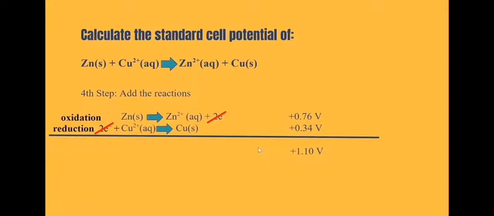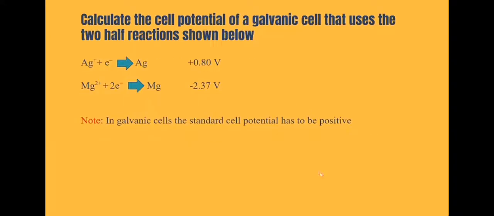Ganun lang po kasimple ang standard cell potential. Ang final answer po natin is positive 1.10 volts. Another example. Calculate the cell potential of a galvanic cell that uses the two half reactions shown below. In galvanic cells, the standard cell potential has to be positive.